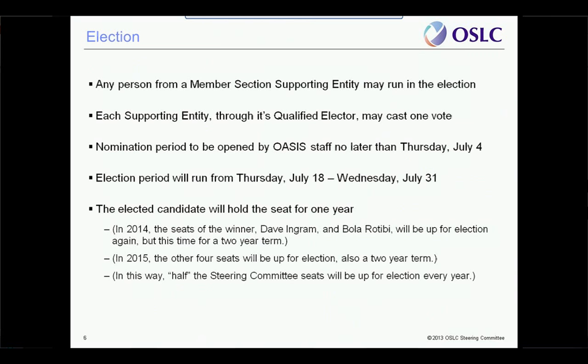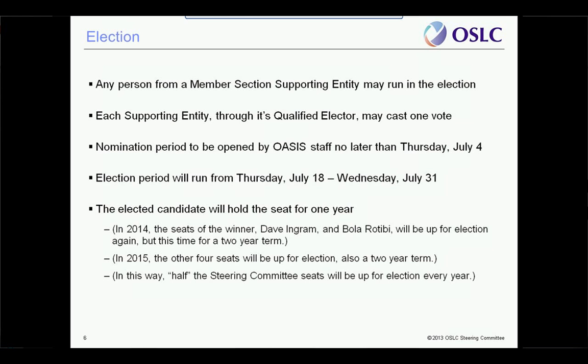So who could run in the election? Basically, any person from a member section supporting entity. Probably you would pick one from your organization, your company, or whatever to run, because each organization can only have one person on the steering committee anyway. So it doesn't make a whole lot of sense to run two and split the votes. Each supporting entity will get one vote. So this isn't one person, one vote, but one organization, one vote.